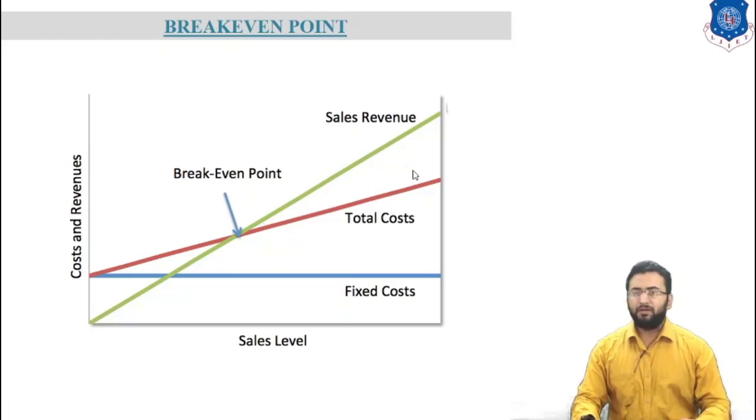Above the break-even point, there is a total profit. Below the break-even point, there is a loss. So if any company reaches the break-even point, after that the company starts generating profit. Before the break-even point, the company is in loss. So this is all about the break-even point.